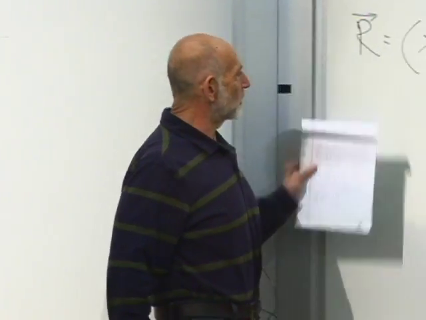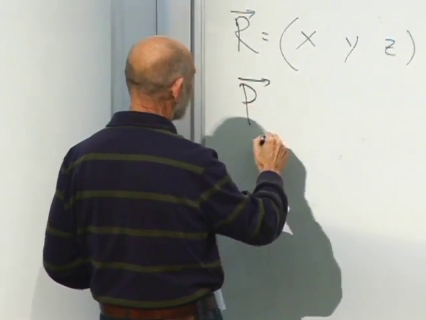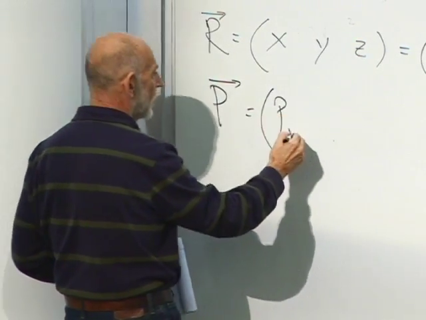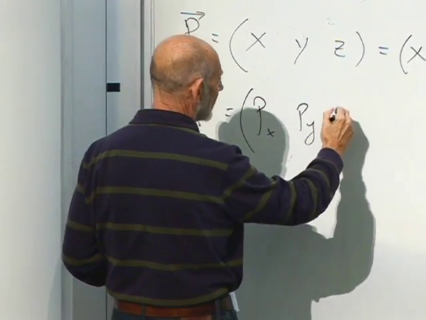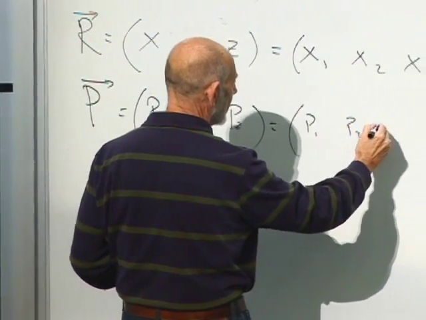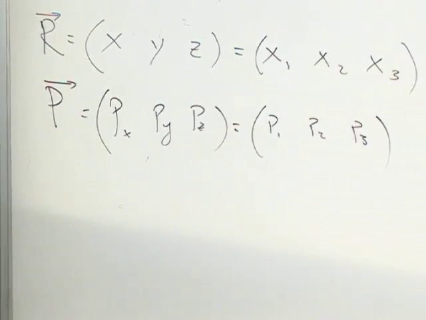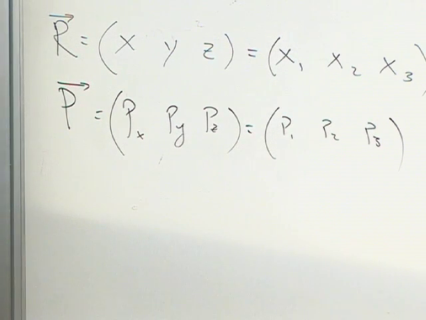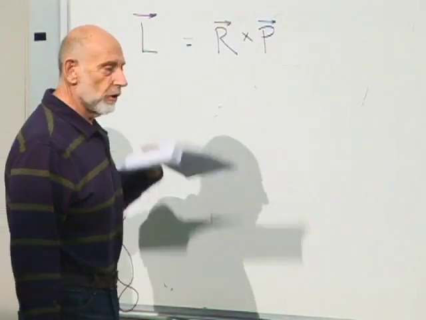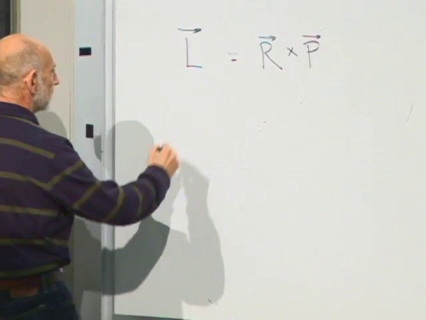Oh, we labeled the coordinates of the R vector. There's also the P vector. The P vector also has coordinates. And its coordinates are Px, Py, and Pz, or P1, P2, P3. Okay, that's the notation we'll use. Now I can ask, what are the components of the angular momentum? For that, all you have to know is how to build a cross product, and I'll assume everybody knows how to build a cross product, so let's just do it.